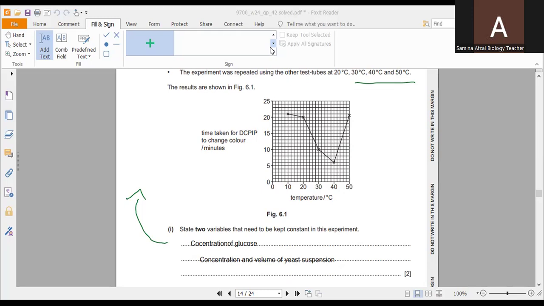And secondly, the concentration and volume of yeast suspension should also be kept constant for this experiment, as we have to find out the time taken for DCPIP to change color, that is, from blue to colorless. In oxidized form, it is blue. In reduced form, it is colorless. So during this whole experiment, we need to keep constant the concentration of glucose and the concentration and volume of the yeast suspension.